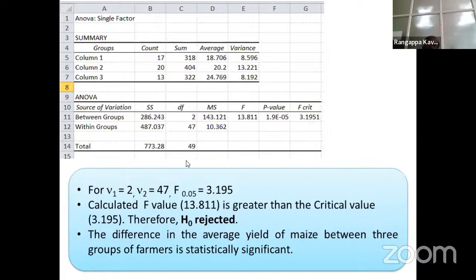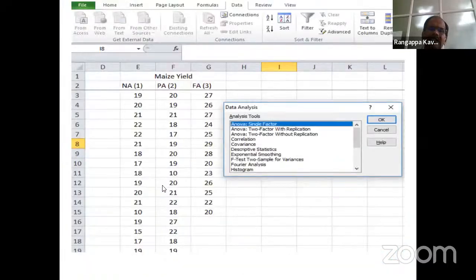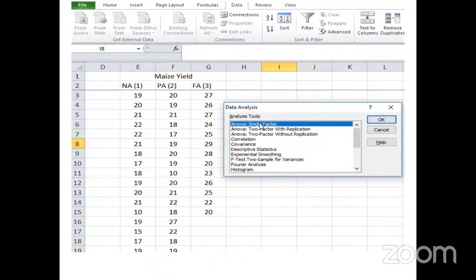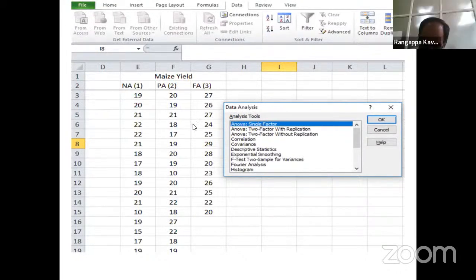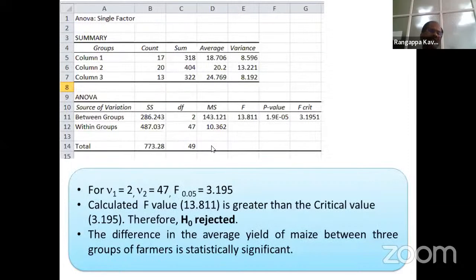So this is the way we can calculate. Calculating is not a big deal here. There are 3 columns as I already told. Select the ANOVA, give OK, and choose the data. Select the data range, then select the ANOVA, then give OK. You will get the result like this. Here DF means degrees of freedom, 2 for between groups and 47 for within groups.